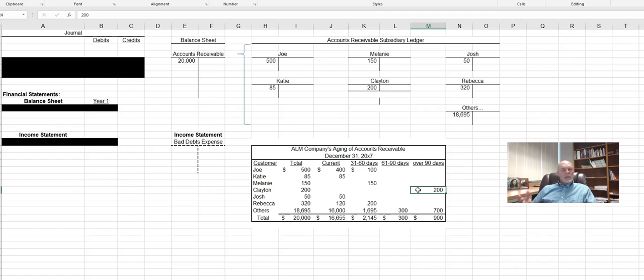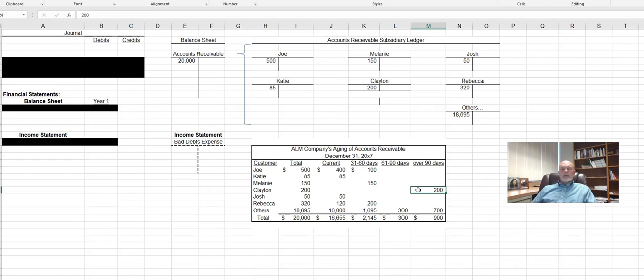Maybe the bill got lost in the mail. Or maybe he is unhappy with the quality of work that we did with him. Or maybe we sent him a product that was damaged or the wrong color or something like that. Anyway, it'd be good to contact Clayton and find out what the problem is. And so when you age the accounts receivable, it allows you to identify where the problem areas are and also to evaluate the overall quality of those receivables.